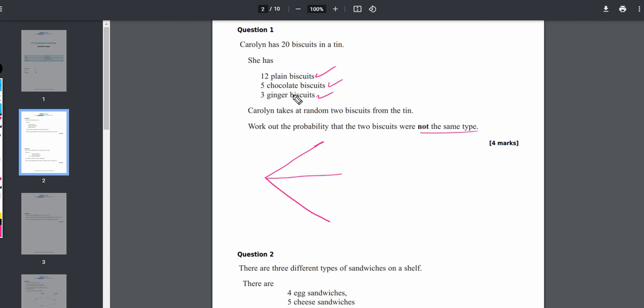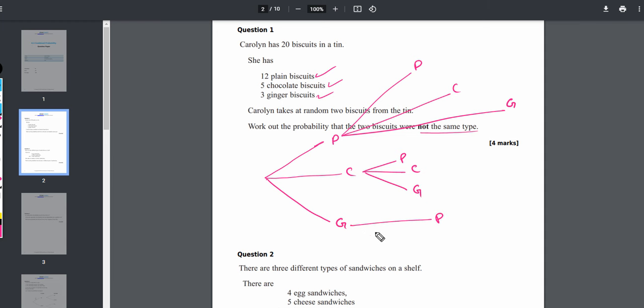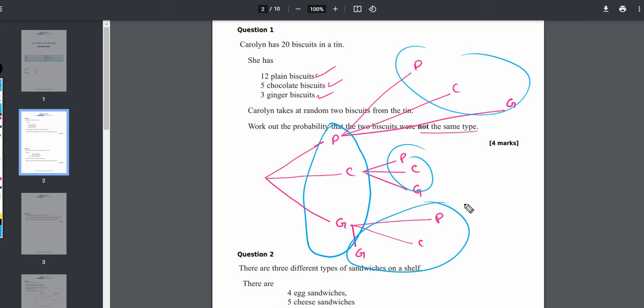Now plain, chocolate, and ginger. And for this one, another 3 outcomes: plain, chocolate, and ginger. For this one, another 3 outcomes: plain, chocolate, and ginger. For this one, plain, chocolate, and ginger. So this will be considered as the first event, and this will be considered as the second event.